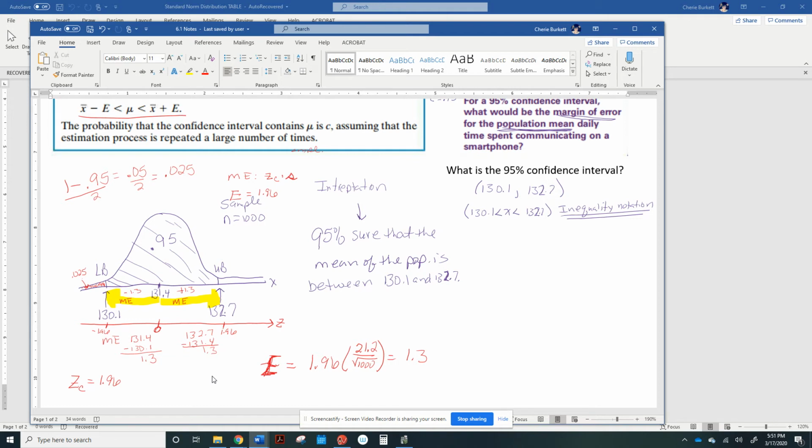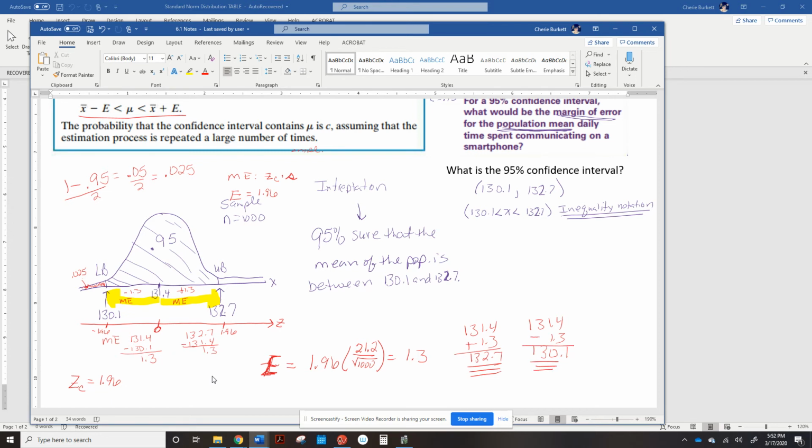We take this mean, 131.4, and we add the 1.3, and we take the 131.4 and we subtract the 1.3, and what two numbers do we get? 132.7 and 130.1. We got the exact same answers that we would get right here.